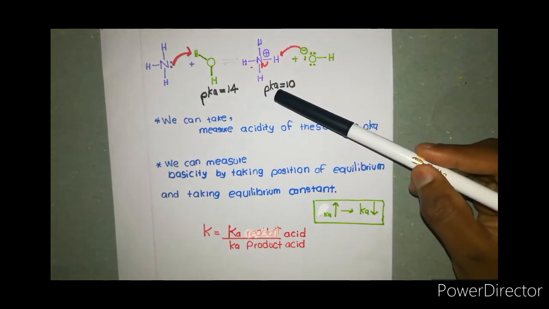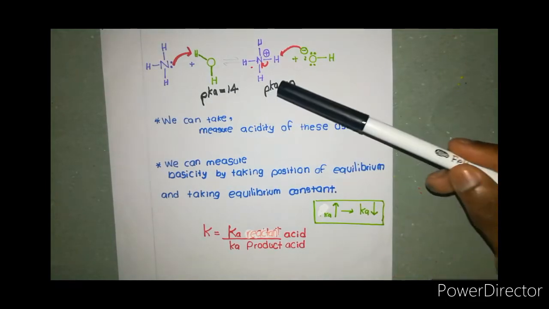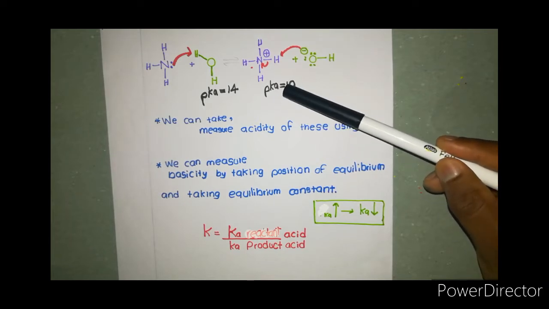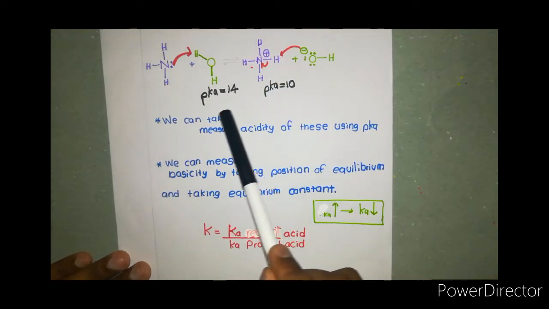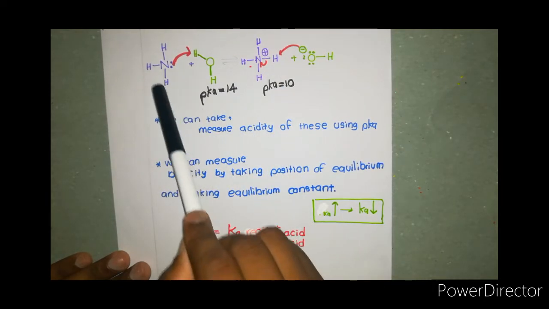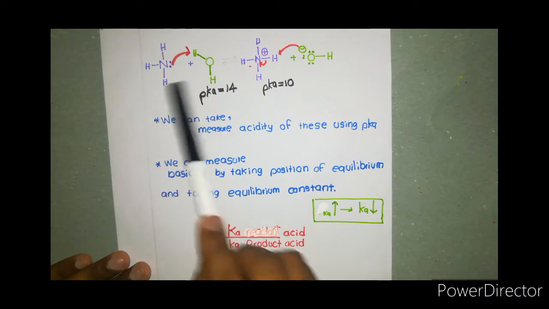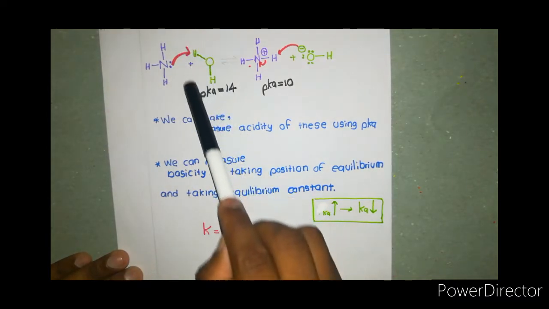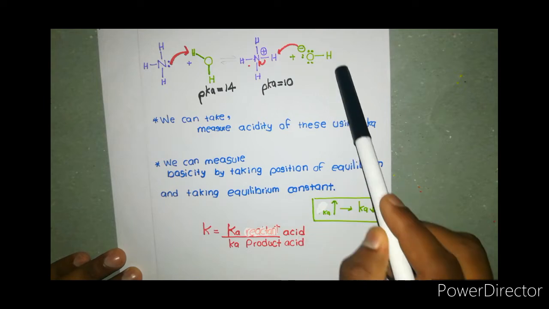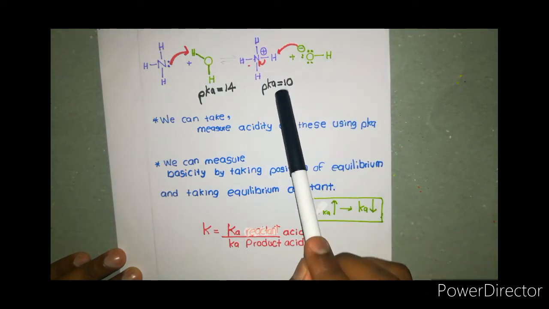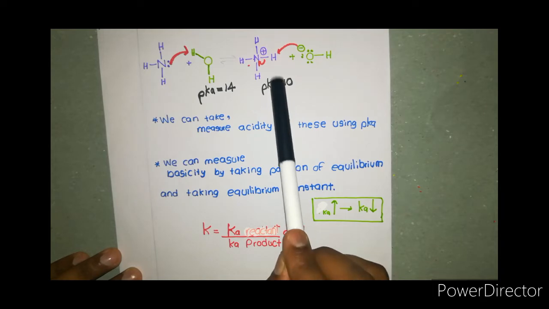As we know, if pKa is high then the acidity is low, and if pKa is low then the acidity is high. Therefore, as this acts as an acid, this is its conjugate base. According to this ammonium ion acid, ammonia is its conjugate base. And if we consider the water molecule, this acts as an acid and its conjugate base is the OH minus ion. The pKa here is 10, and in water it is 14. Since this pKa is low, the acidity is high in the ammonium.